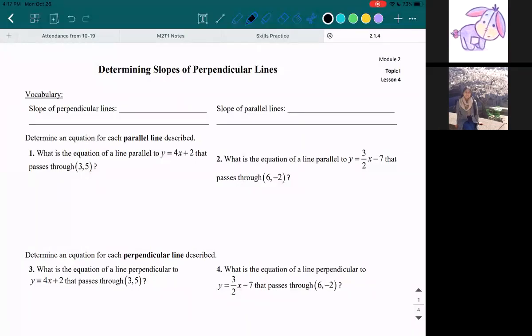All right, so welcome to lesson 2.1.3, determining slopes of perpendicular lines. Let's start off with the vocabulary.